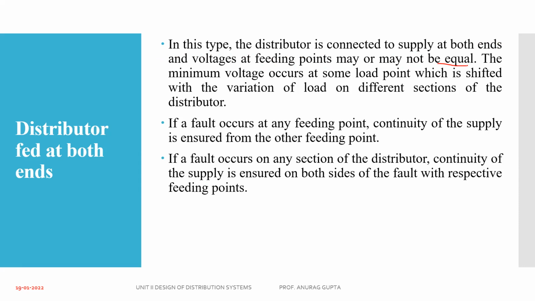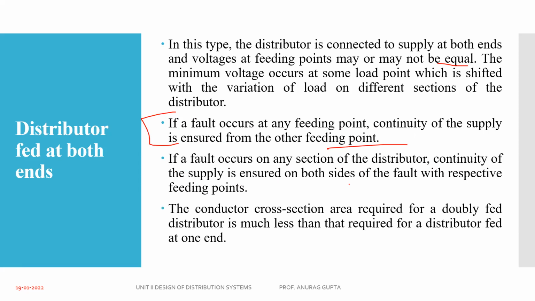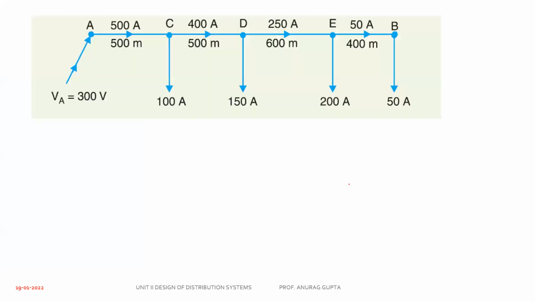The minimum voltage occurs at the sum load point, which shifts with the variation of load on the different sections of the distributor. If a fault occurs at any feeding point, continuity of supply is ensured from the other feeding point. This is a very big advantage of the second, feeding from both ends. If a fault occurs in any section of the distributor, continuity of supply is ensured on both sides of the fault with respect to the feeding points.